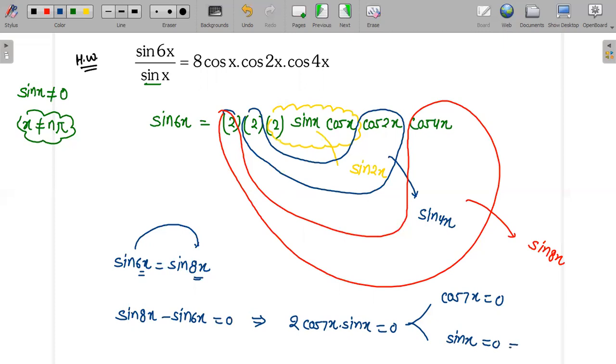If sine x is 0, that means x should be an integral multiple of pi, which is not possible, because according to the question sin x is in the denominator. So this solution is not acceptable. Now what about cosine 7x equal to 0? For that, we may write x is equal to (n pi plus pi by 2) over 7. So this will be the only solution of this equation.